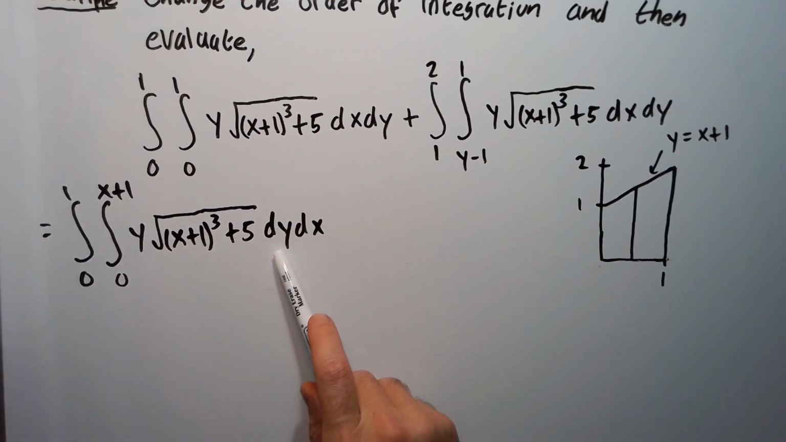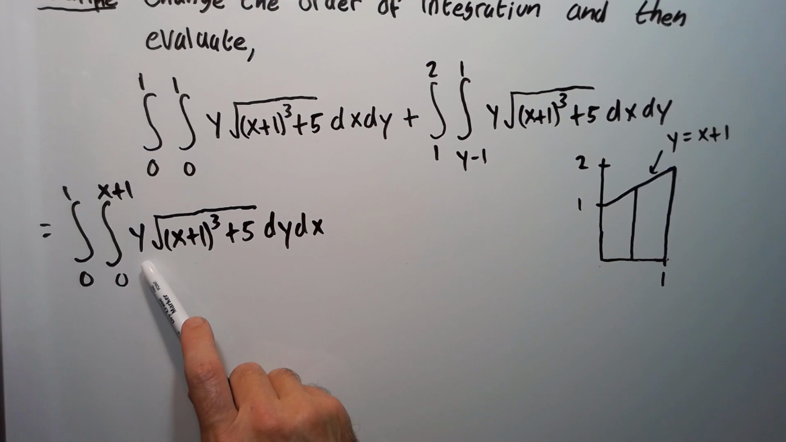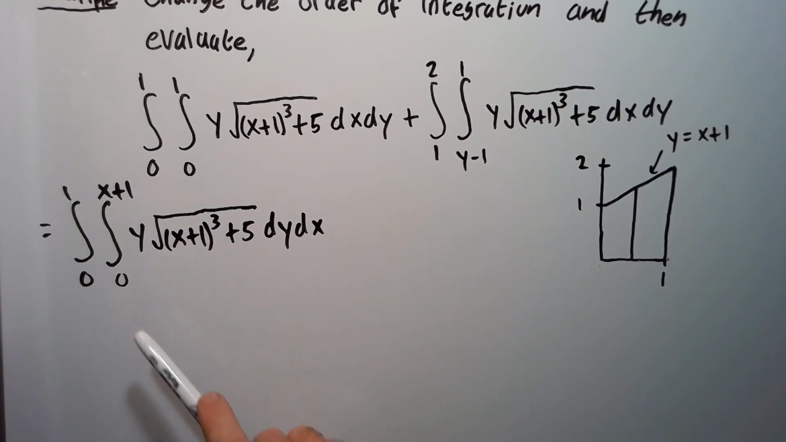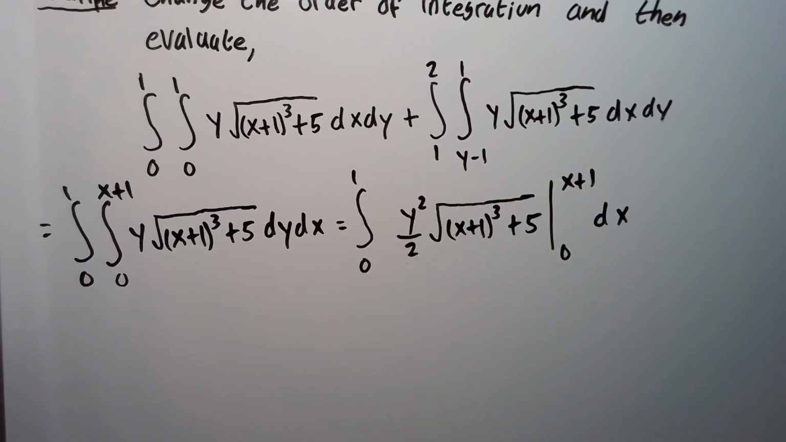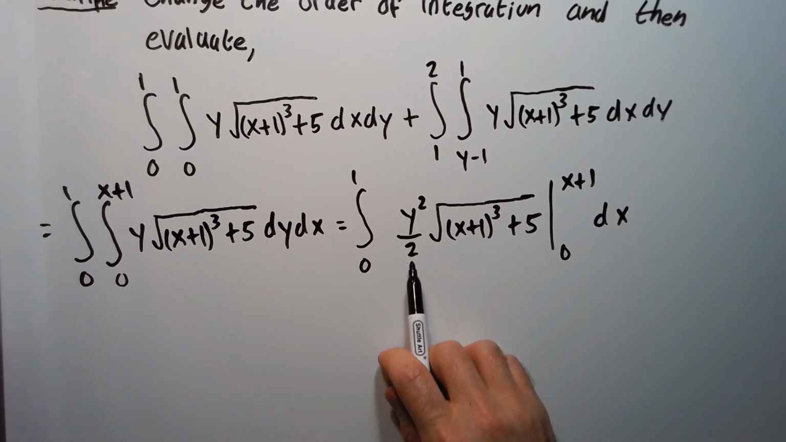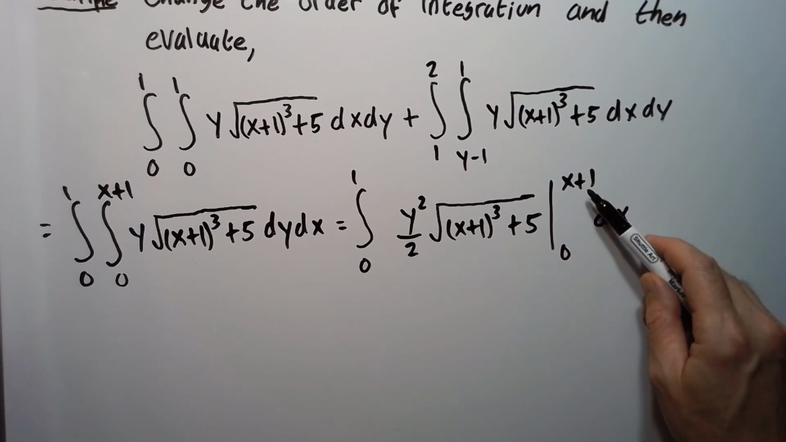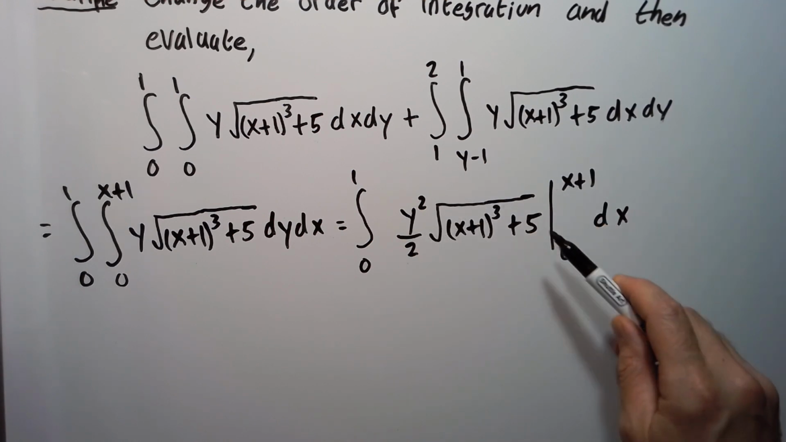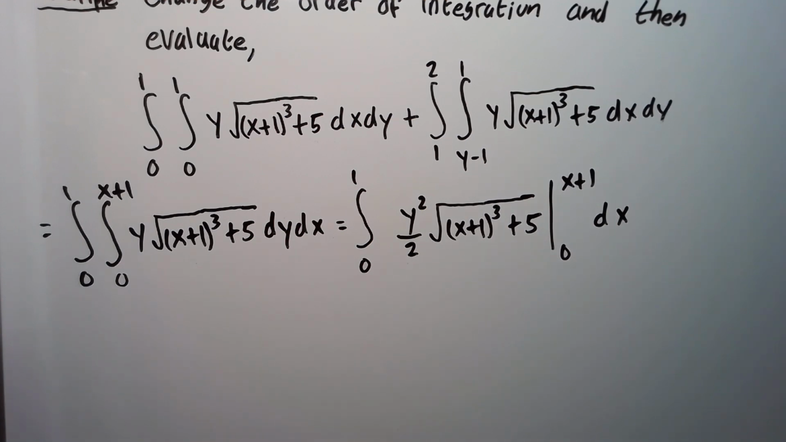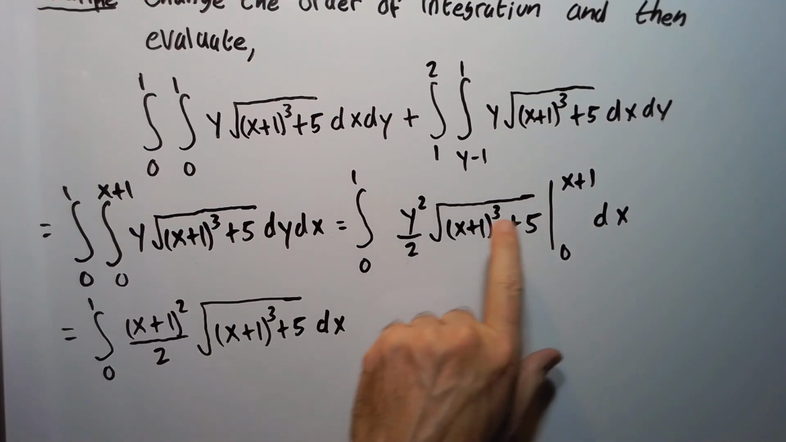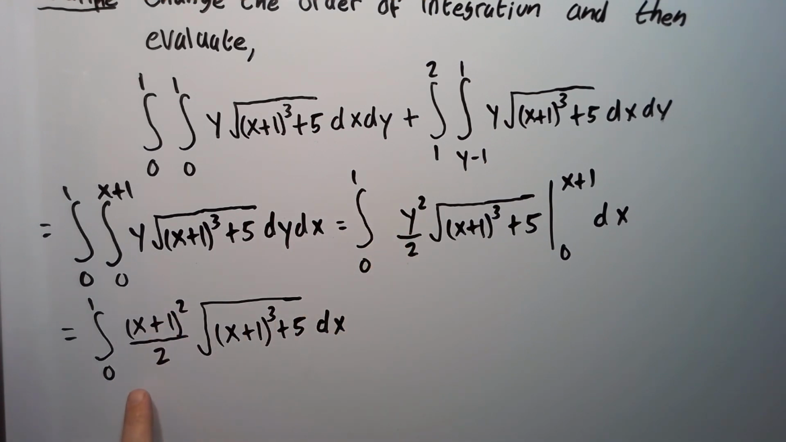Okay, now we're integrating with respect to y first. I can do that. I'm going to erase this region now and integrate, so it's going to be y squared over 2 here. This guy will come along. We evaluate at 0 and x plus 1, so I'm going to put x plus 1 in place of y, and put 0 in place of y. So doing that, we get x plus 1 squared over 2.